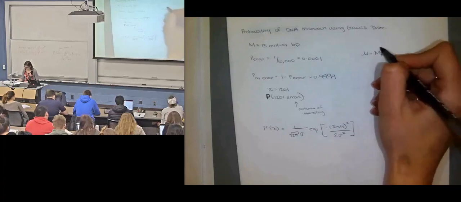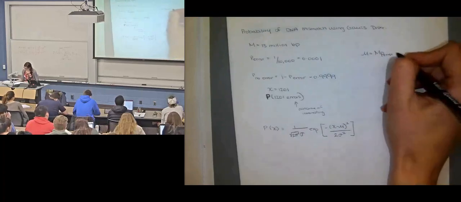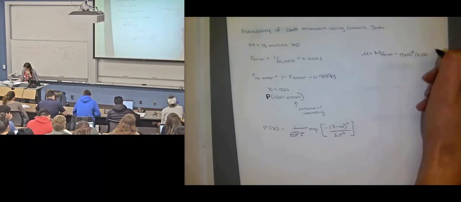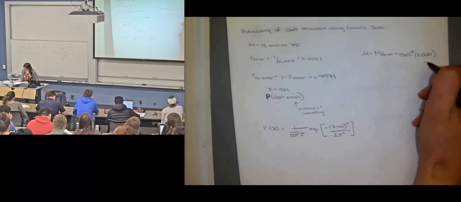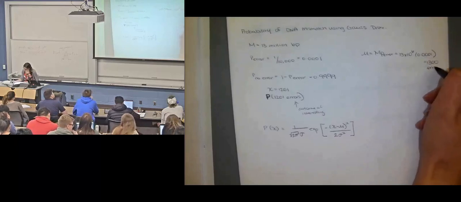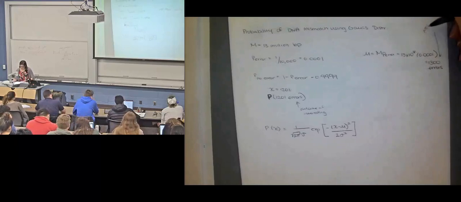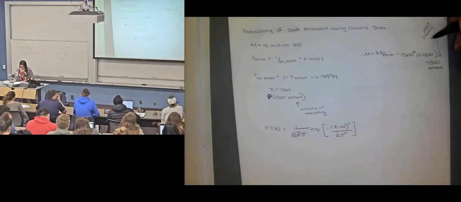It's number of total base pairs times the probability of finding an error. So this is 13 times 10 to the 6th times 0.0001. This is 1,300 errors. So this is where my distribution is centered. This is the most likely thing for me to find. Most likely outcome, okay?